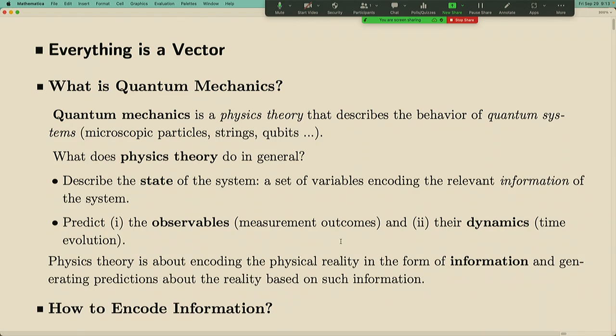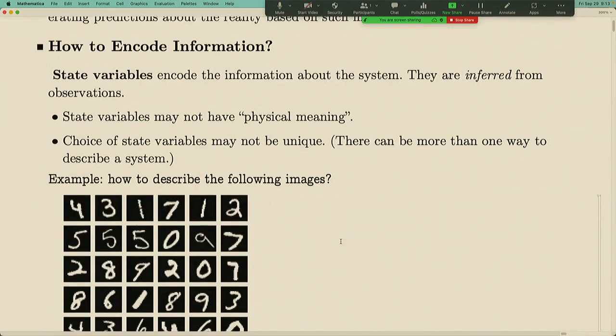As a physics theory, it's all about encoding physical reality, which corresponds to observables and dynamics, in the form of information. And information is encoded in these state variables, in these variables that describe the states. So it's all about information. As we want to describe the state of the system in terms of some state variables, we are basically encoding the information about the system in some variables. And then the choice of state variable is not unique sometimes, and the state variable itself may not have physical meaning.